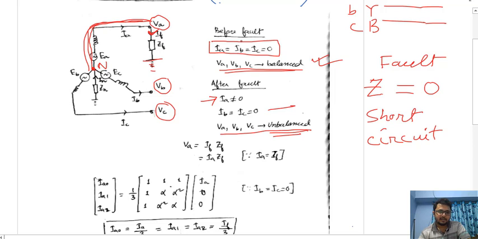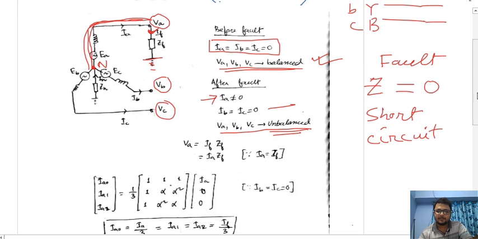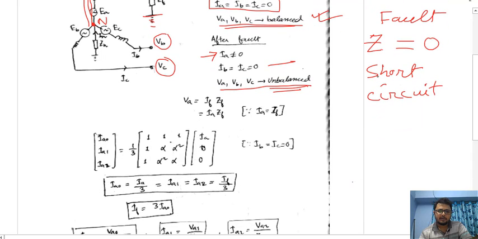It is not necessary that the fault is occurring in A, you can also consider B or C. If you are considering B, then IB is not equal to 0. If you are considering C, then IC will be not equal to 0. The others are equal to 0, because if a fault occurs in any phase, current will follow that path only, because that is the least impedance path. Current loves to flow in the least impedance or least resistance path.